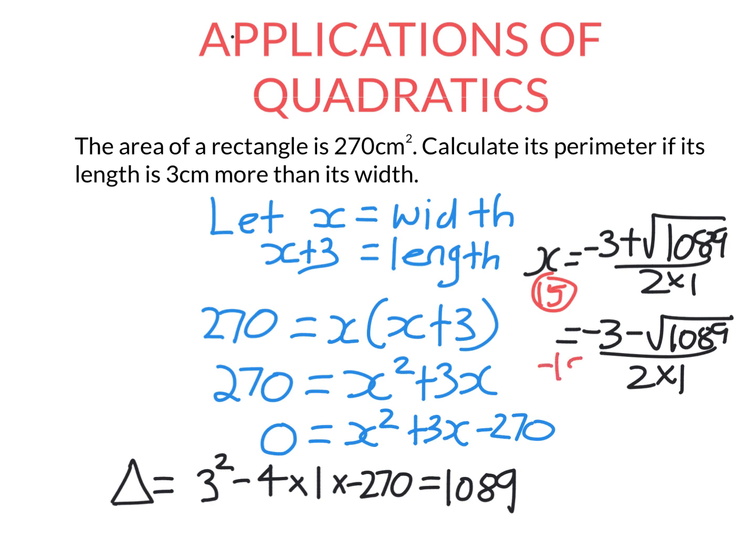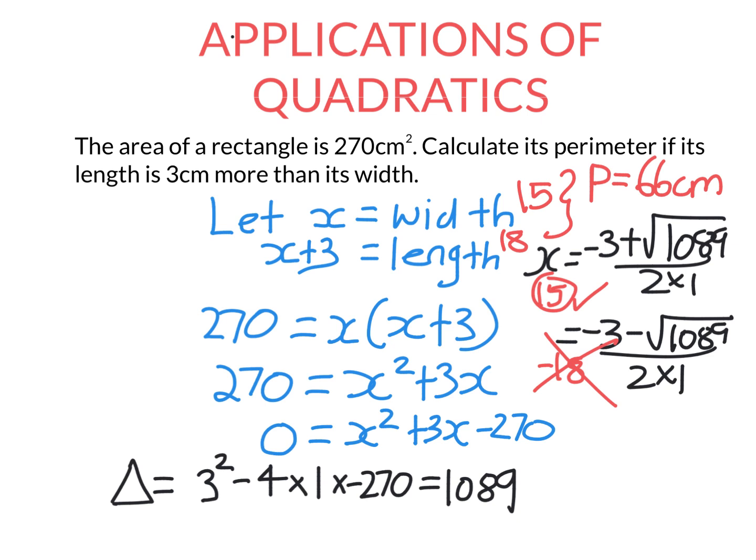Now we can't have negative 18 as a solution. You can't have a length of negative 18. So we conclude that this is the solution. The width must be 15 centimeters, and the length is 15 plus 3, 18 centimeters. So of course the perimeter is 2 times 15 plus 2 times 18, which is 66 centimeters.